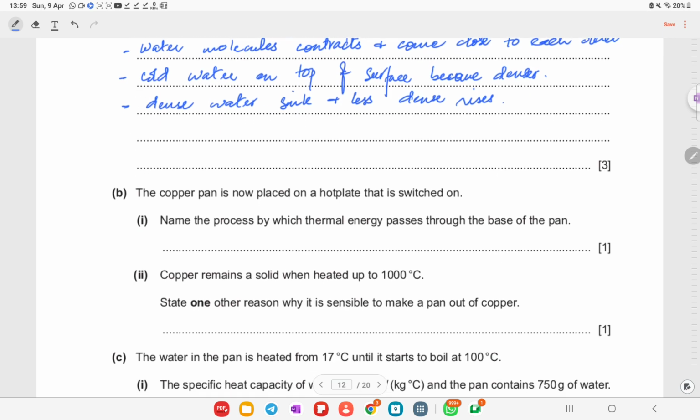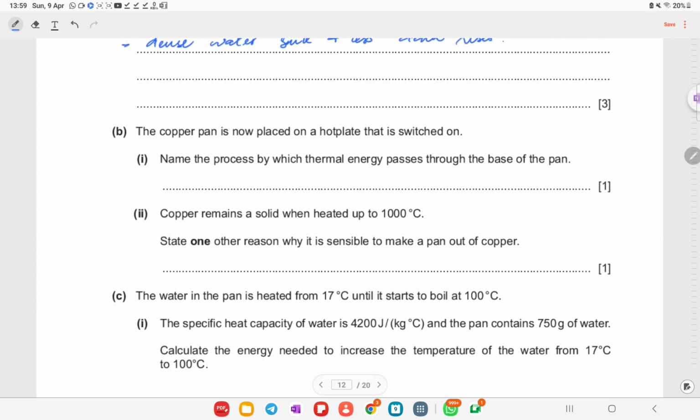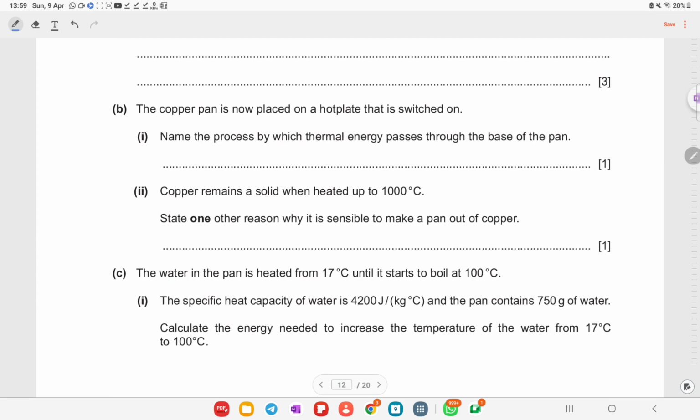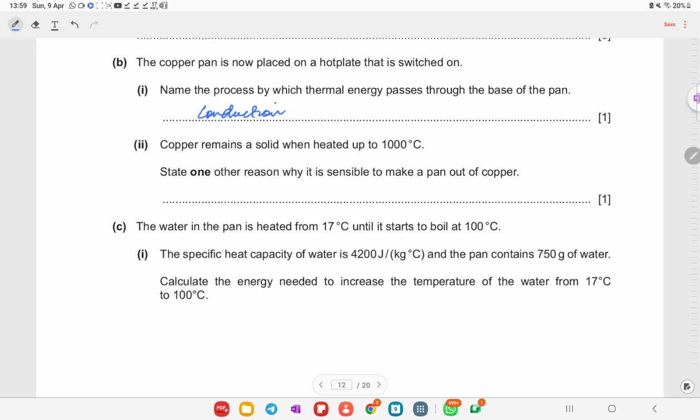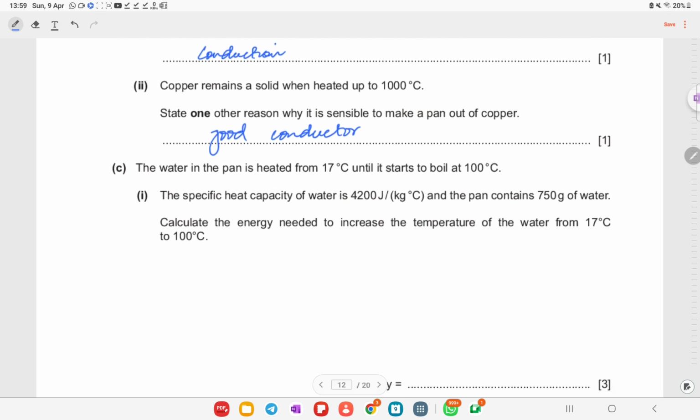And the next question is, the copper pan is now placed on a hot plate that is switched on. Name the process by which the thermal energy passes through the base of the pan. So it's obvious that there will be conduction between solids, and copper remains solid when heated up to 1000 degrees Celsius. State one other reason why it is sensible to make a pan out of copper. So again, it's a good conductor, and that's why you use it for pans and utensils.